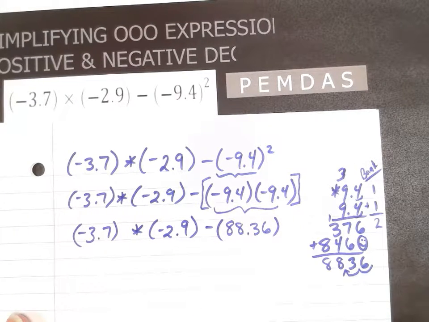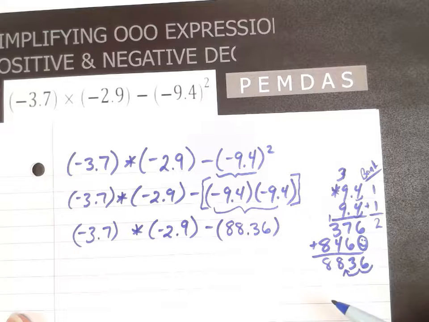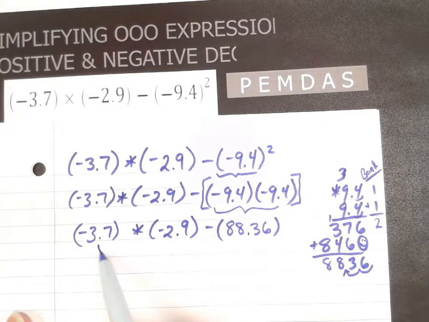PEMDAS, I took care of parentheses. Well, really nothing to do in parentheses. I took care of my exponents. That was done a minute ago. Next I need to move on to multiplication or division in order from left to right. And I see that's happening right here. There's a multiplication that happens first.